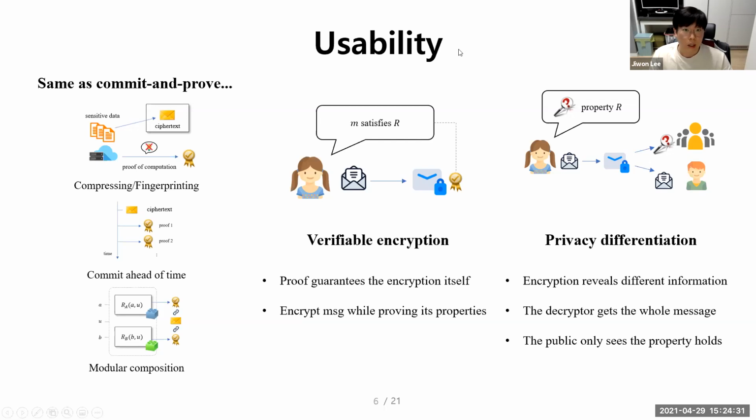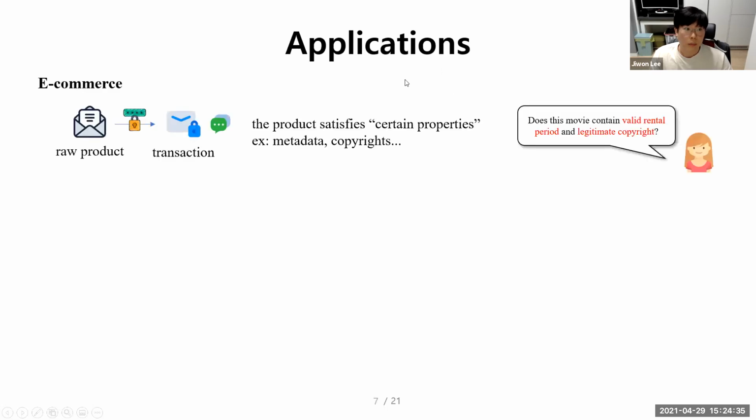So let's see how this can be applied to the examples again. One example would be an e-commerce system. Let's say a company like Amazon or Google wants to sell or rent some digital products by encrypting the data to the customer. In this case, the customer might want to at least check that the product satisfies some certain properties like valid rental period or legitimate copyrights. So in this case, we can support verifiable encryption by using the Encrypted Improve framework.